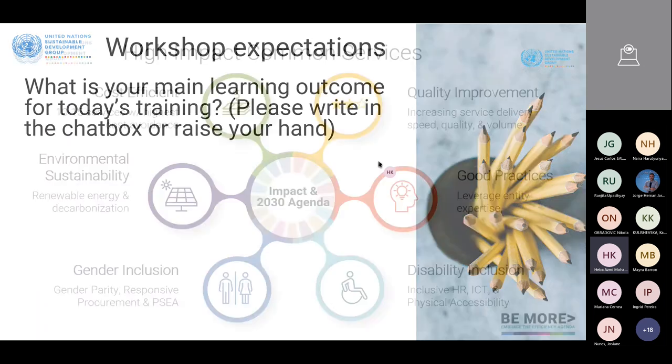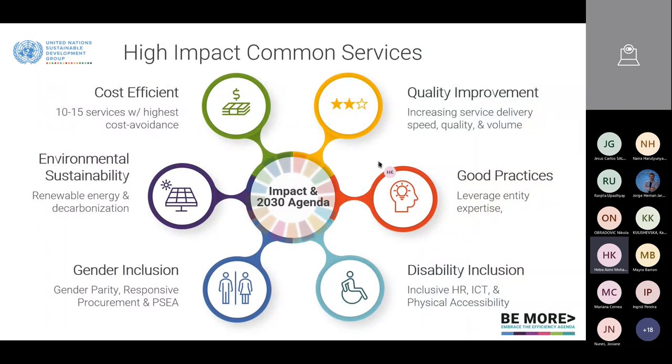So first, let me give you a brief overview about the high impact common services. As we can see in these slides, the high impact common services are in line with the 2030 agenda, and they evolve under a number of aspects. The first one is cost efficiency. That means that we provide 10 to 15 services with the highest cost avoidance and with the best quality. We are looking at quality improvement, and we're looking to increase the services and increase service delivery in both speed and volume, with a high level of cost avoidance.